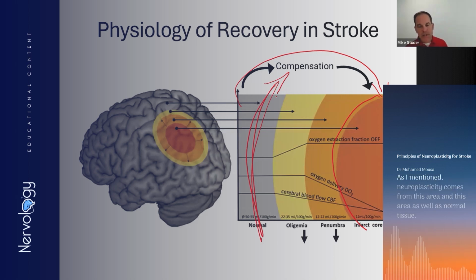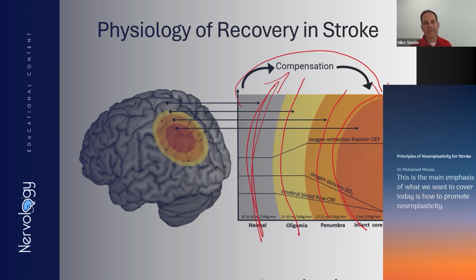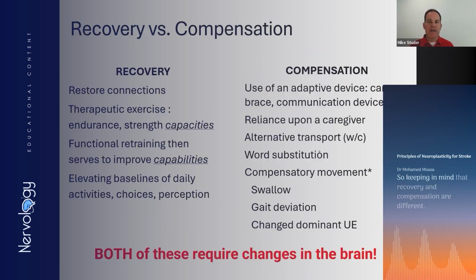As I mentioned, neuroplasticity comes from this area and this area, as well as normal tissue. This is the main emphasis of what we want to cover today, is how to promote neuroplasticity. All right, so keeping in mind that recovery and compensation are different, let's be clear about how they're different.